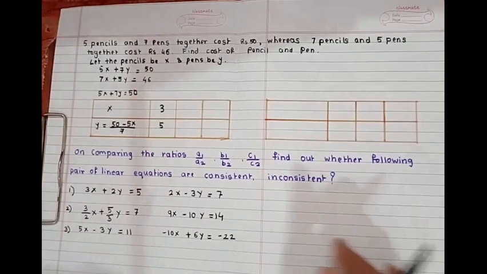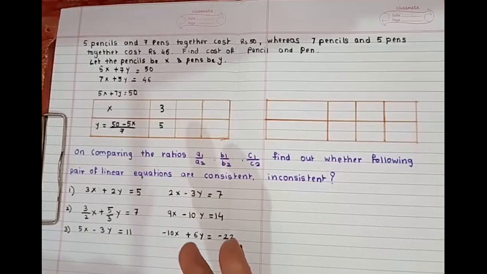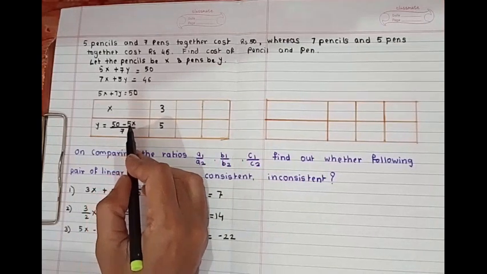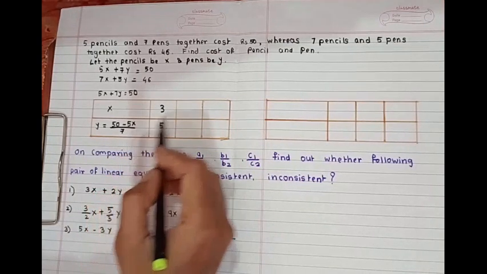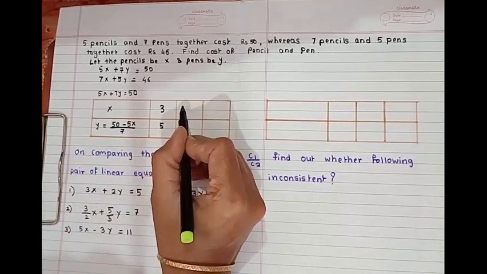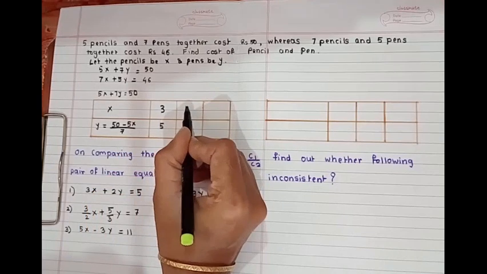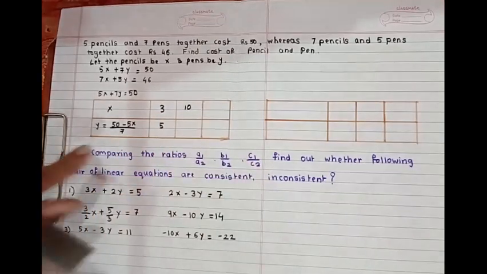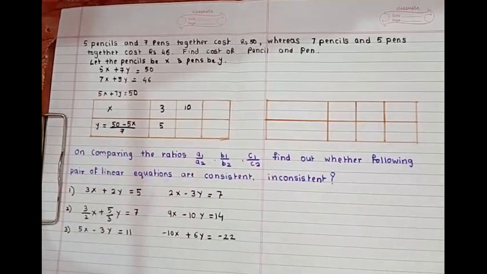Correct? Again, I want a multiple of 5. So if I want a number which should be a multiple of 5, then I can put the value of x as 10. What you get here? 10 5s are 50. So 50 minus 50, it will be 0. So you get y as 0.